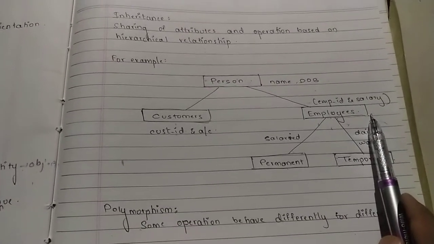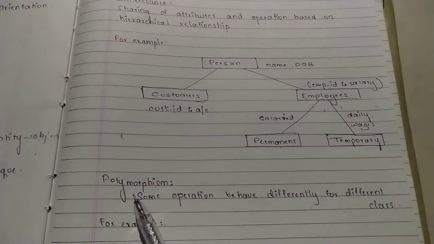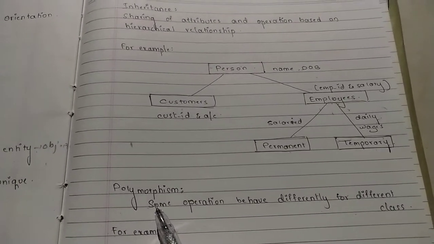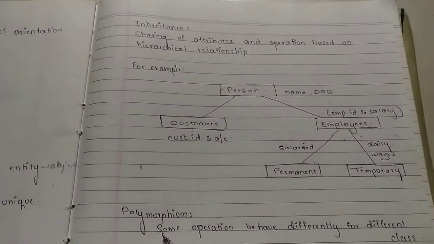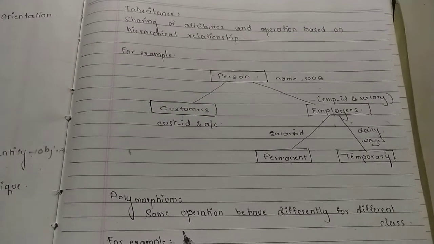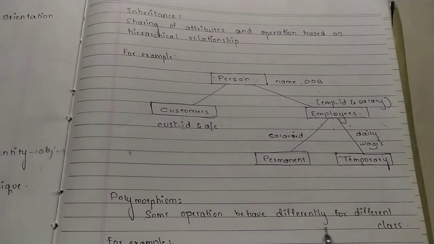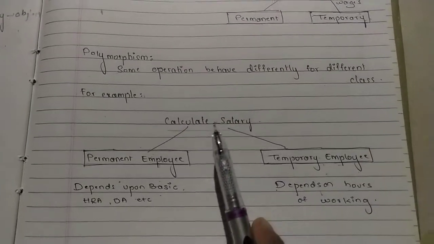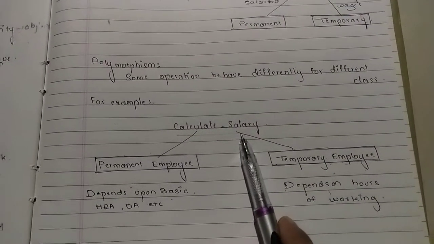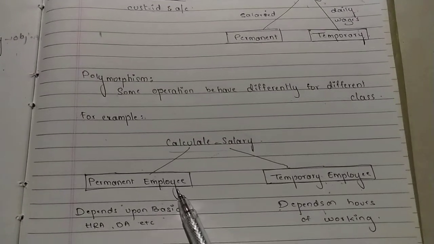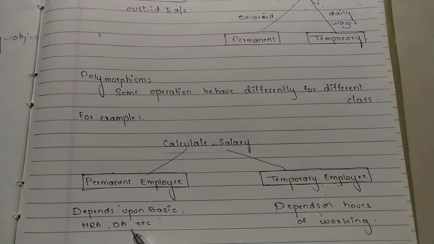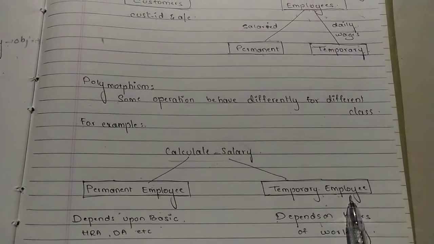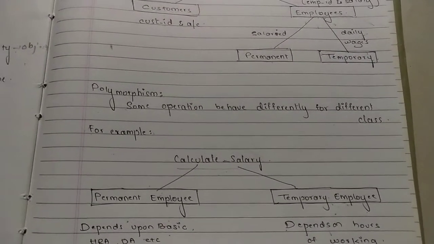The last main aspect is polymorphism. Polymorphism is a function having multiple forms. Some operations behave differently for different classes. For example, we have a common function called calculate salary, and calculating salary for a permanent employee depends upon basic, HRA plus DA etc. And we calculate the salary for a temporary employee depending on their number of working hours.